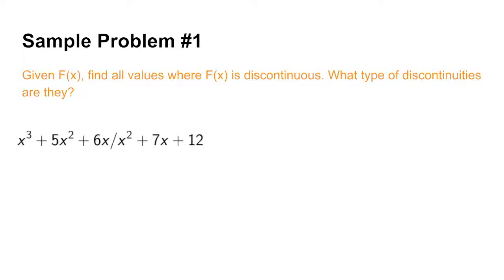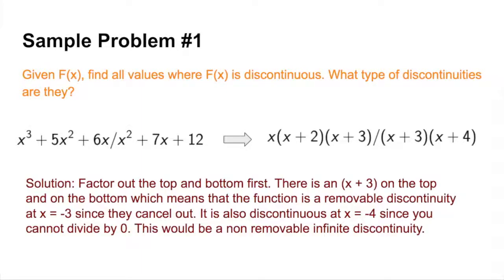Given f of x, find all values where f of x is discontinuous. What type of discontinuities are they? So the first step in this problem would be to factor the top and the bottom. And when you do that, you get this, hopefully. So now that you've done that, you see that there is an x plus 3 on the top and an x plus 3 on the bottom.